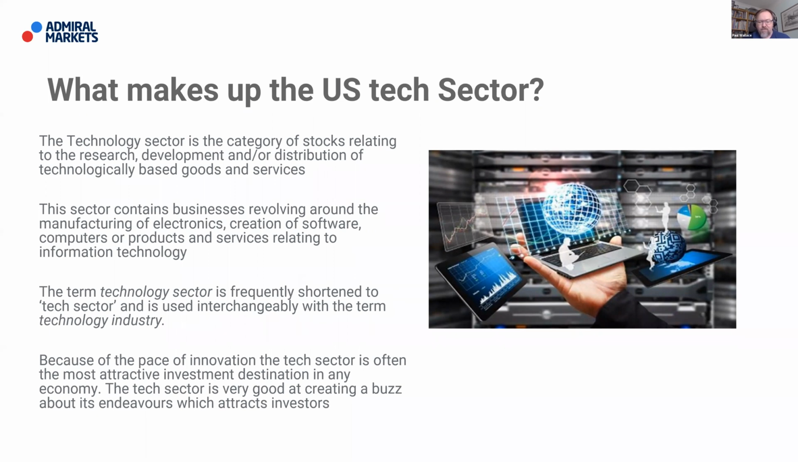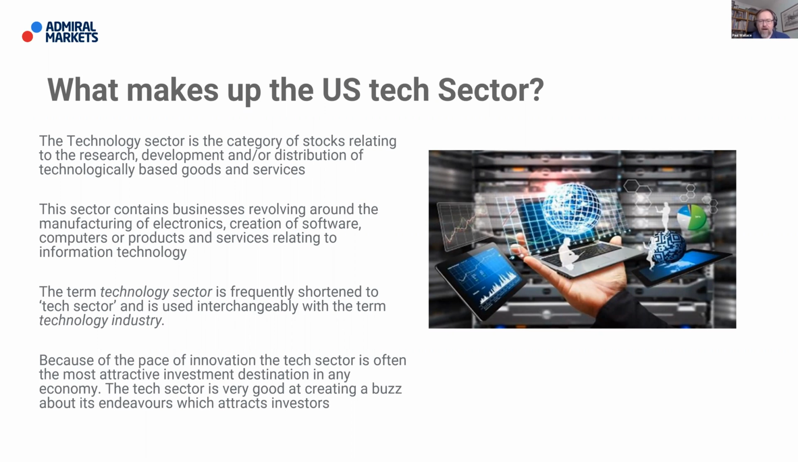The tech sector is very good at creating a buzz about its endeavors, which attracts investors. And that's absolutely right, and that's probably one of the key elements to understand. The technology sector is fast-paced. There is constant innovation going on, and there's also constant replacement. As we just get to grips with one technology, the next level of technology comes along to replace it. So there's always that fast pace.